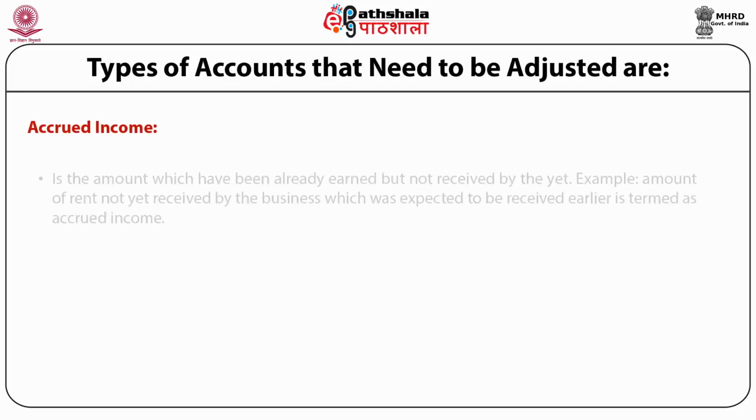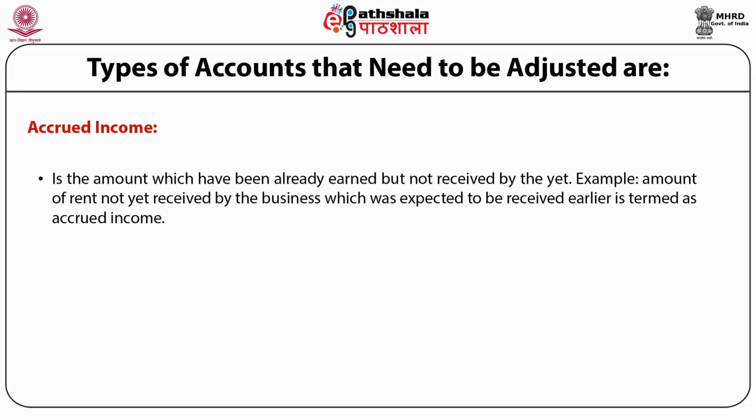Accrued income is the amount which has already been earned but not yet received. The amount of income which is earned but not received is accrued income. For example, the amount of rent not yet received by the business which was expected to be received earlier is termed as accrued income. And the adjustment entry for accrued income is accrued income account debited to the particular income account.